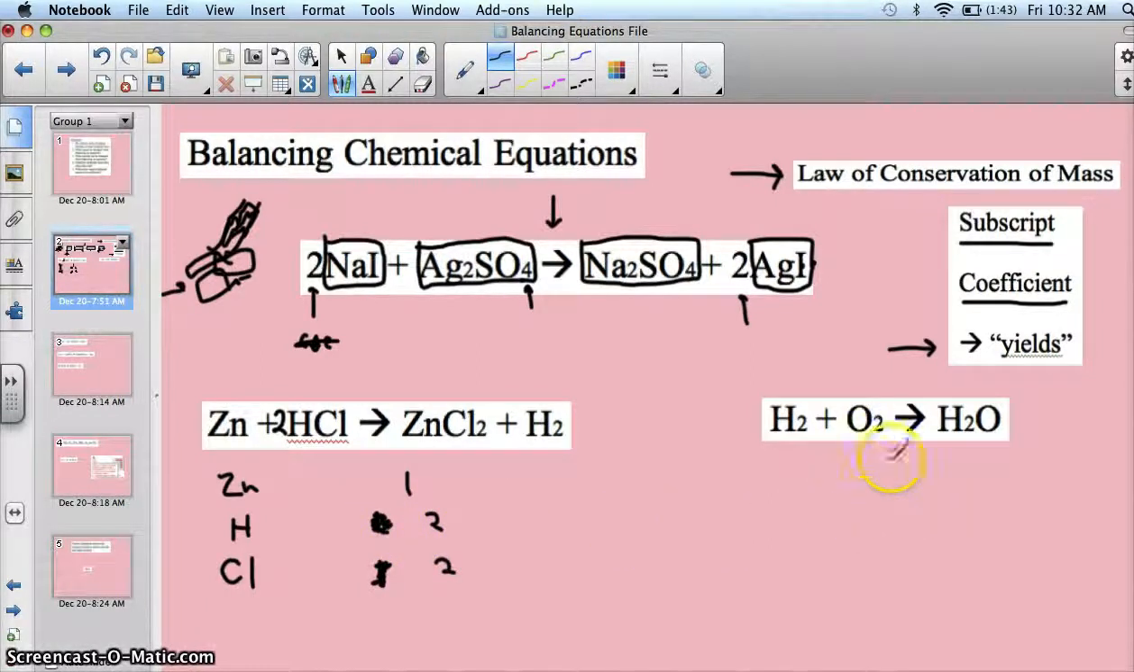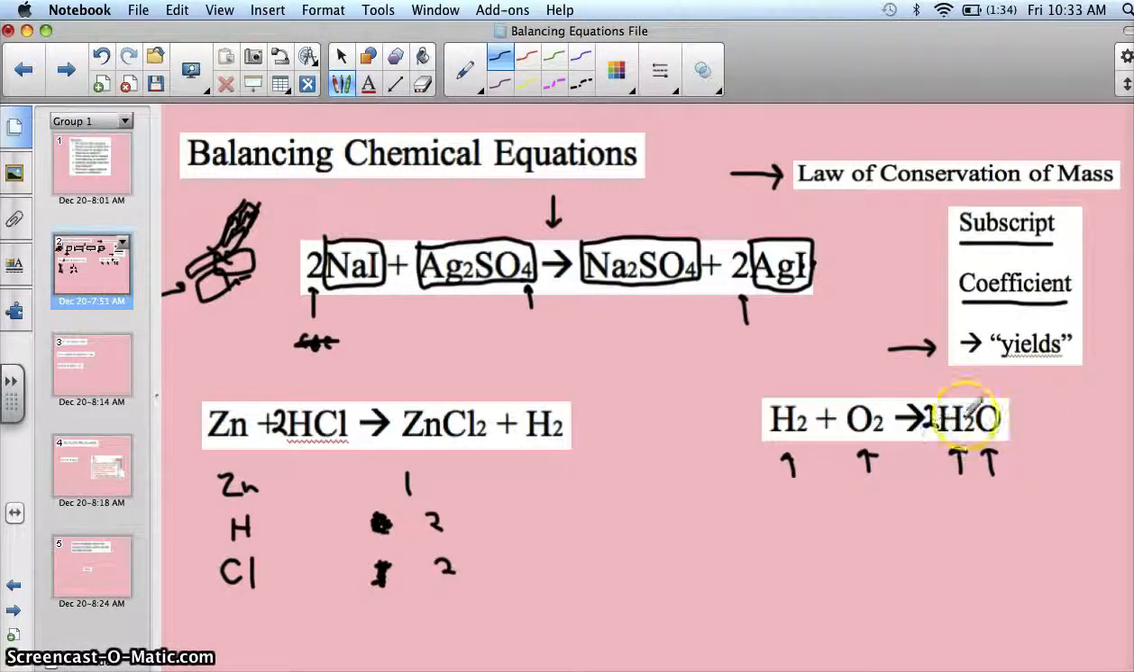Why don't we take a look at this one? We have 2 H's here and 2 H's here. That seems to work out. We have 2 O's here, but we do not have 2 O's here. So how can we get 2 O's over here? I guess we'll have to put a 2 in front.